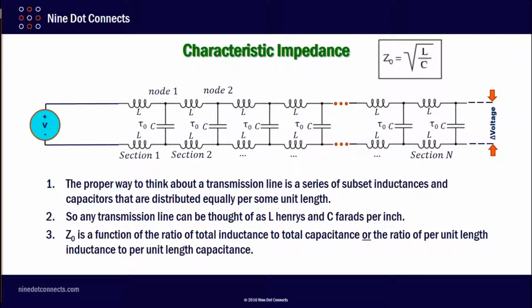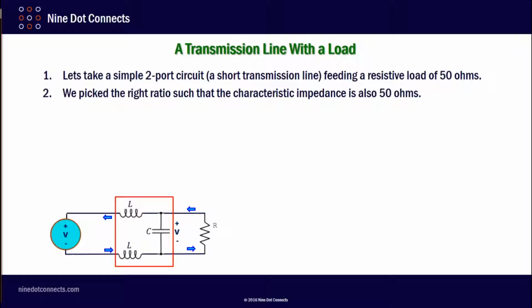The characteristic impedance is a function of the ratio of that total inductance to total capacitance, or you can think of it as the ratio of per unit length inductance to per unit length capacitance. A transmission line with a load.